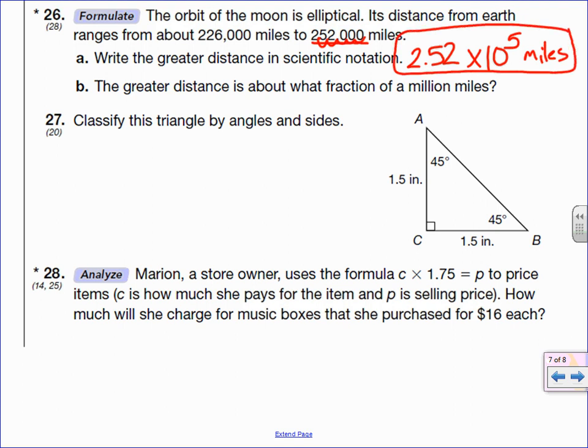The greater distance is about what fraction of a million miles? So, a million miles is 10 to the 6th. So 1 times 10 to the 6th. What do they want here?